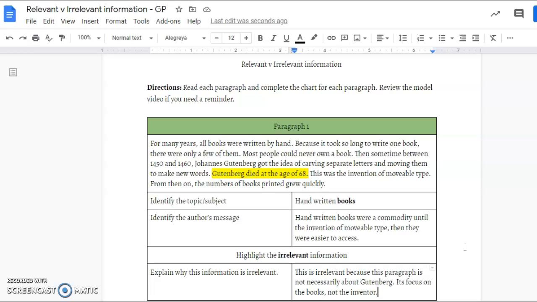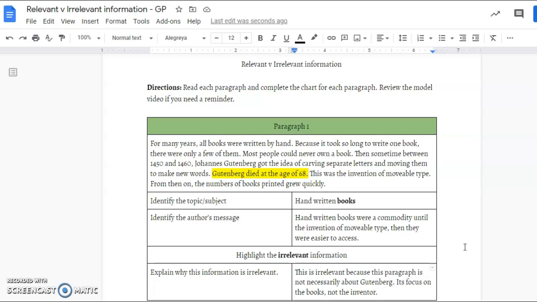All right, so when we're talking about relevant and irrelevant information, you have to remember an author will put irrelevant information in a text. Okay, but you have to be careful that the irrelevant information is not the information that is throwing you off when you are looking for answers to a question. Okay, so keep that in mind when you're going through this.